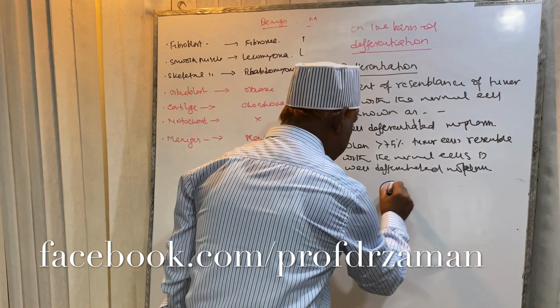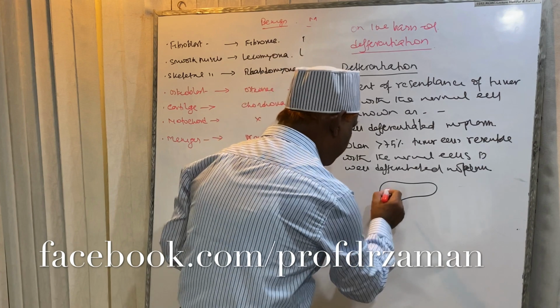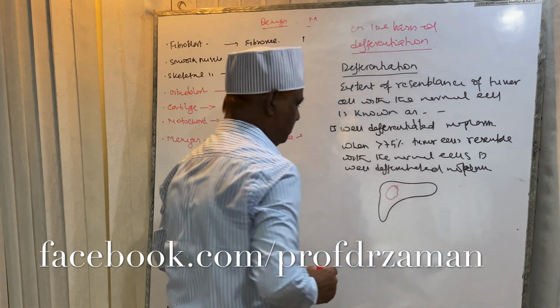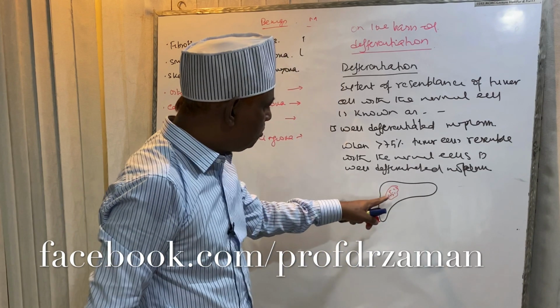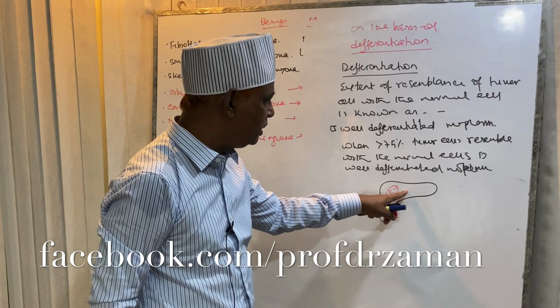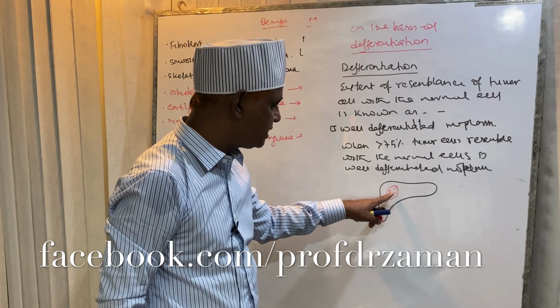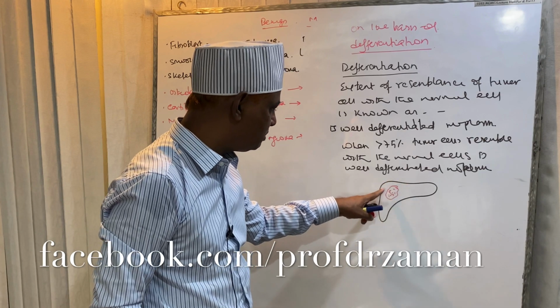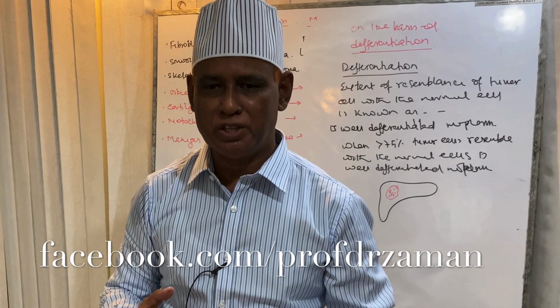Suppose this is liver, and within the liver there is a neoplasm. This is the neoplasm, and there are neoplastic cells. If more than 75% of the neoplastic cells resemble the normal hepatocytes, the normal cells of the liver, then that tumor or neoplasm is called a well differentiated neoplasm.